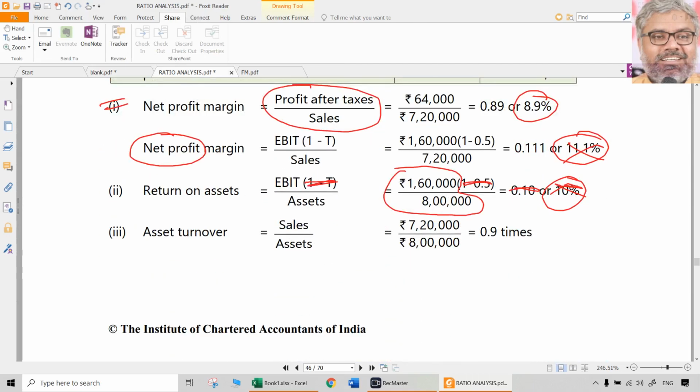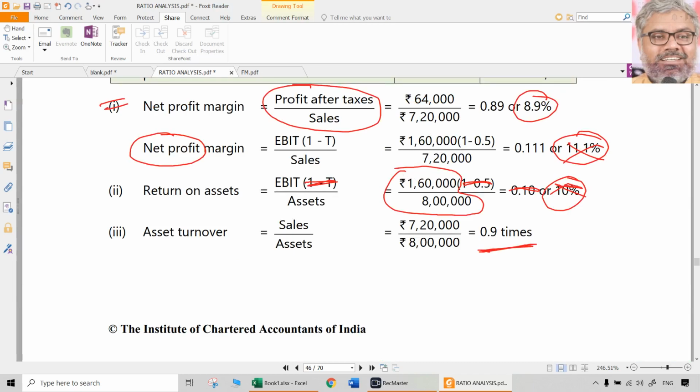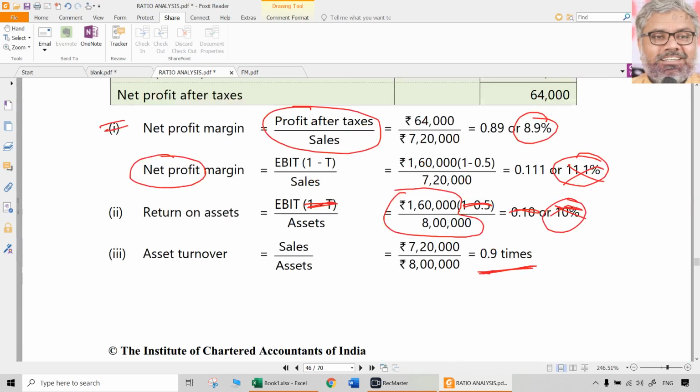Let us see what they have done. At least this is okay, this is correct. 0.9 times. Expression is very important, whatever we are talking about.